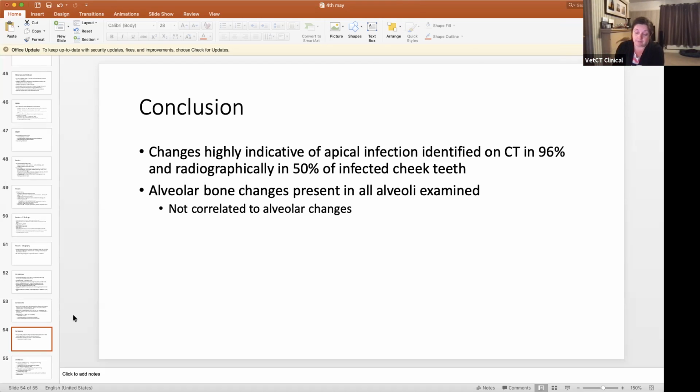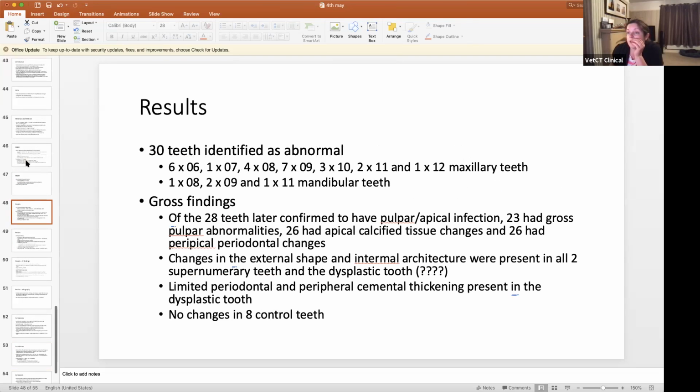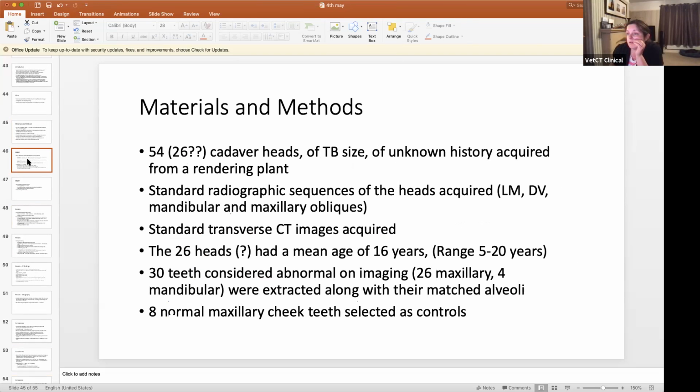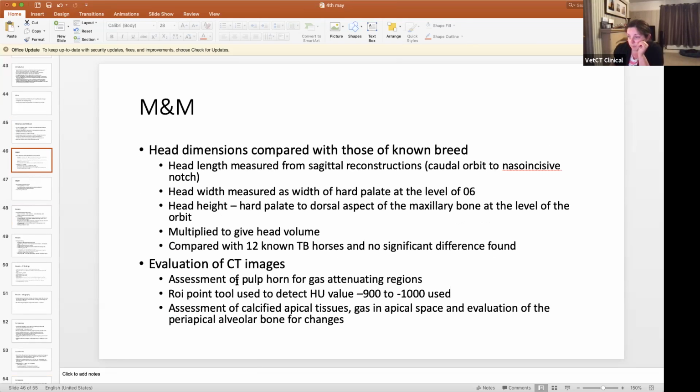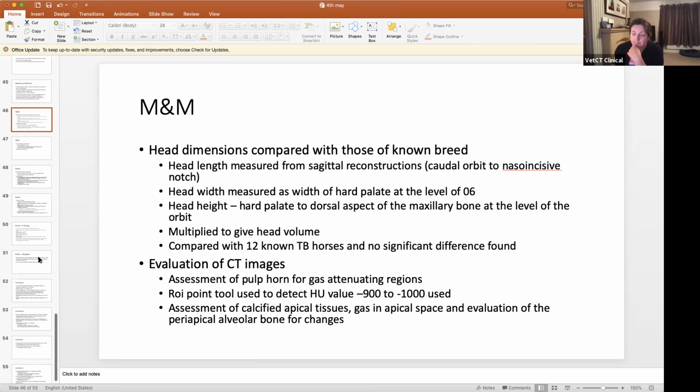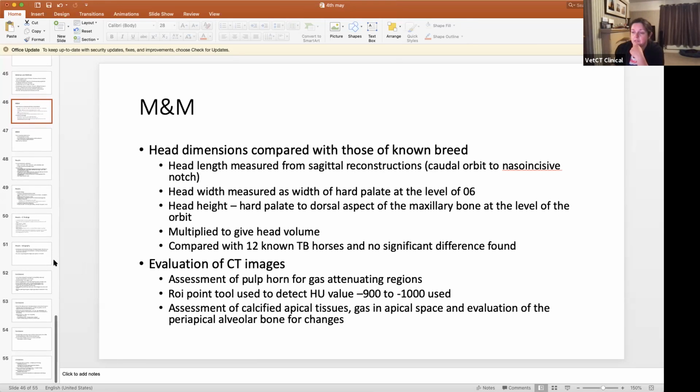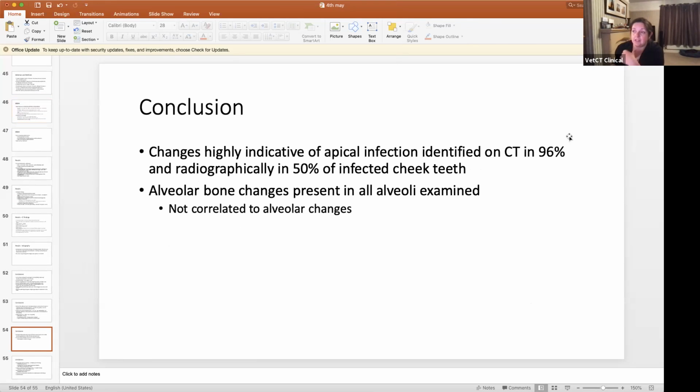So essentially, they've confirmed everything we thought about and everything they showed with their clinical paper, that if you think it's got an infected tooth on CT, it probably has got an infected tooth, with their criteria being assessment of the pulp horn for gas attenuating regions, assessment of the calcified apical tissues for gas in the apical space, and evaluation of the periapical alveolar bone for changes. Interestingly, they didn't have any very good examples of what they were using as markers in the paper, but essentially they confirmed what we already know, or what they already showed in their other paper. And I think that is the take home for this paper.